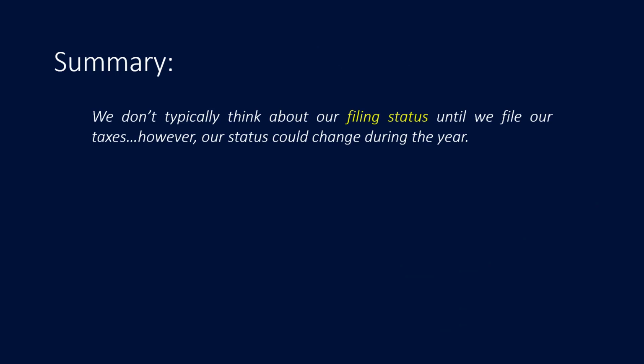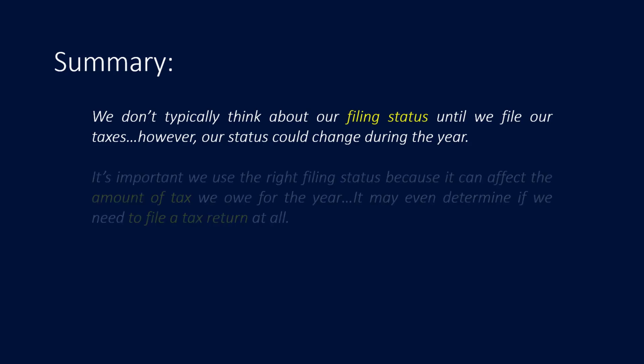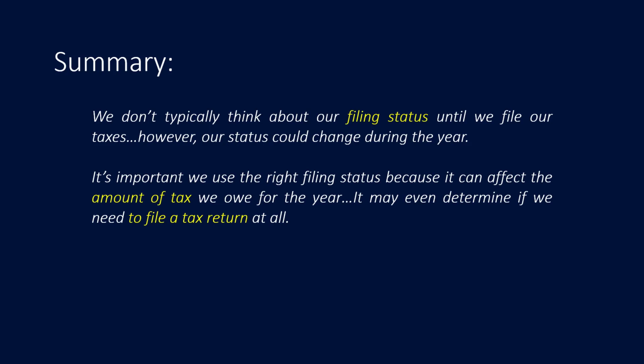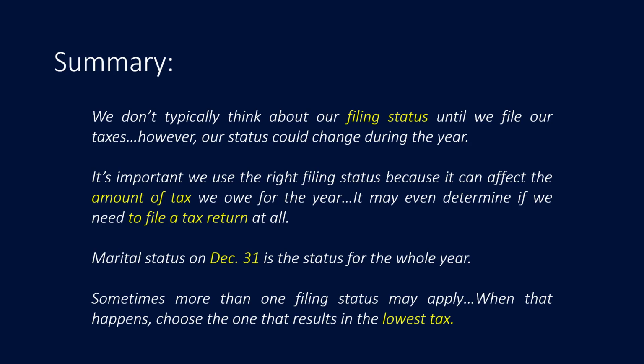So in summary, we don't typically think about our filing status till we file our taxes. However, filing status could change during the year. It's important that we use the right filing status because it can definitely affect the amount of tax we owe for the year. It may even determine if we need to file a tax return at all. The marital status on December the 31st is your filing status for the whole year. And sometimes more than one filing status may apply. When that happens, you'll want to choose the one that results in the lowest tax.